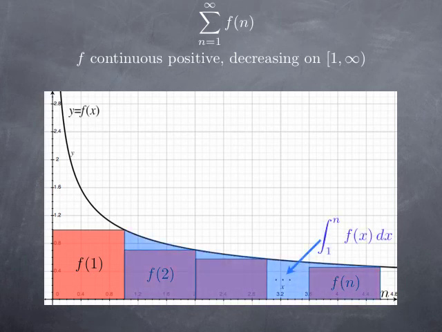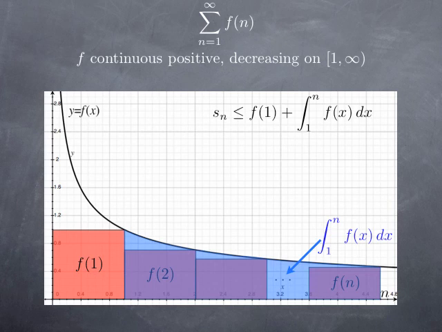Namely, this blue area here is the area under the graph of the function f over the interval from 1 to n, and therefore is the integral from 1 to n of the function f. And the red area, which corresponds to our nth partial sum, is less than or equal to the first rectangle, which corresponds to f of 1, plus the blue area, which is the integral from 1 to n of f of x dx.